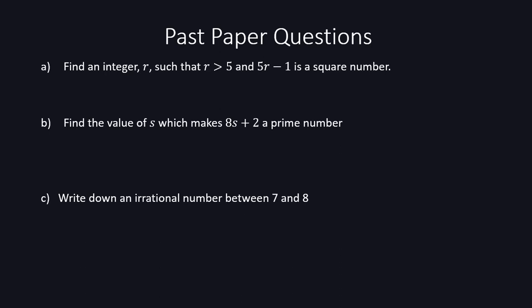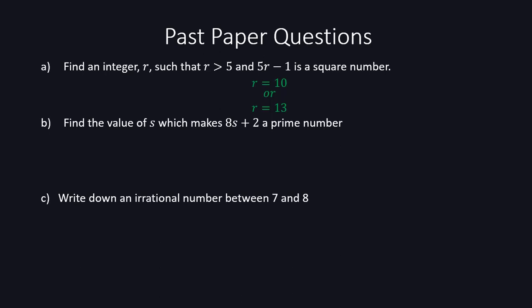If 5r minus 1 is equal to 49, then 5r is equal to 50, and r is equal to 50 divided by 5, which is equal to 10. If 5r minus 1 is 64, then 5r is 65 and r is going to be 13. Both of these answers are correct, and there may even be more answers to this question.